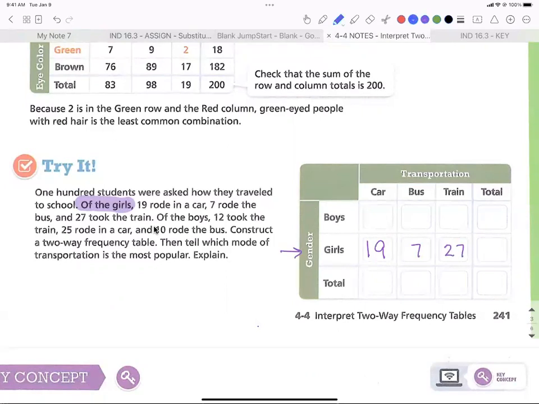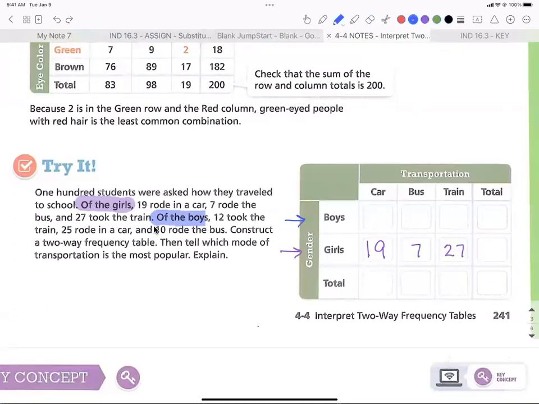Then it switches and it says that of the boys, right? So then we switch to of the boys. So we want to make sure now that we're filling information in on the boy row. And you have to be careful because this actually tripped me up earlier today when I was doing this. It says of the boys, 12 took the train. Well, just kind of out of a knee-jerk reaction, I put a 12 right here because I was expecting them to give the boy information in the same order that they gave the girl information. That's actually not the train row, or the train column. You have to be careful.